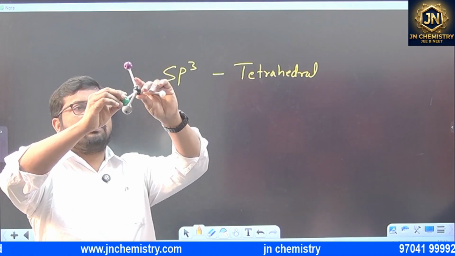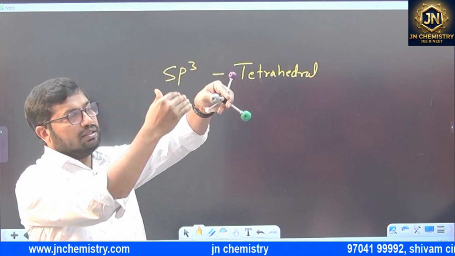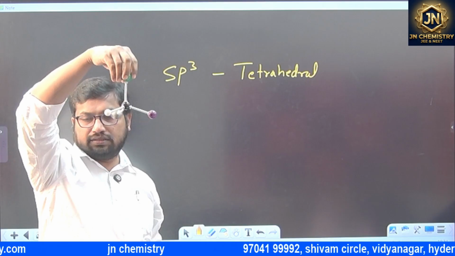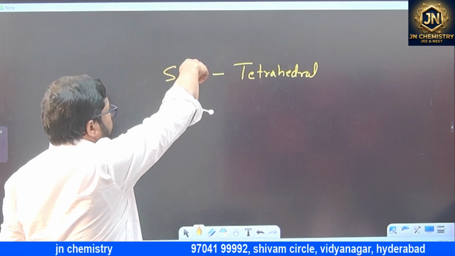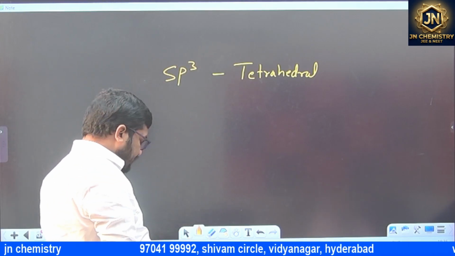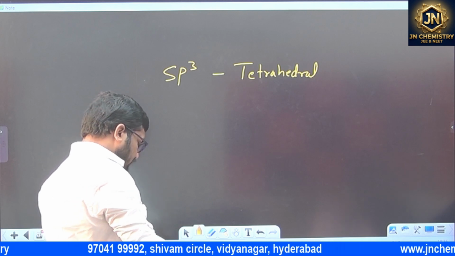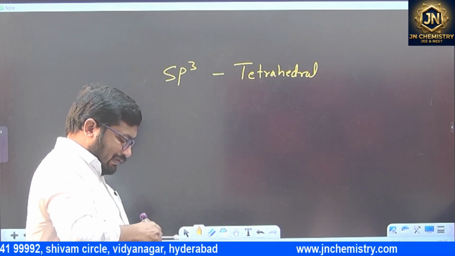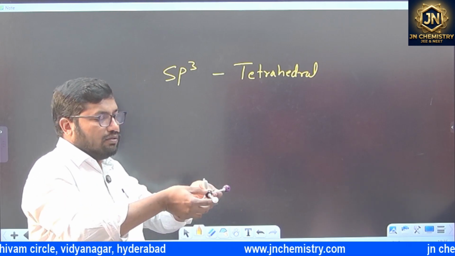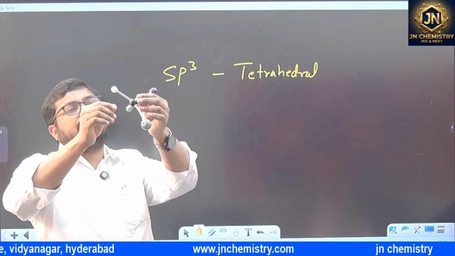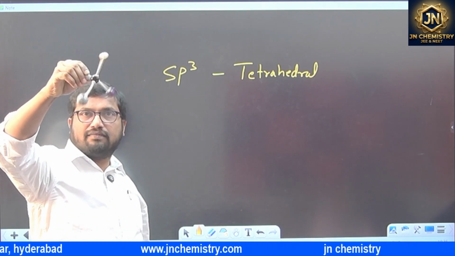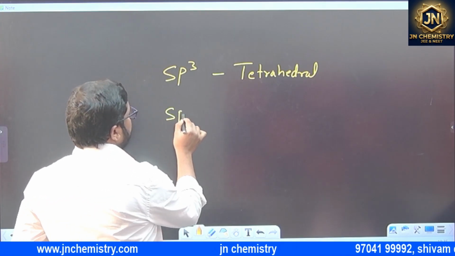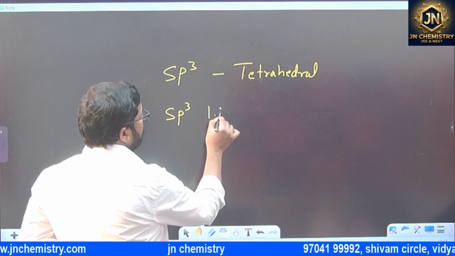So this is this direction, this is this, this is this, this is up. For example, like this. Tetrahedral shape, sp3. Now, if it is having one lone pair, imagine this is the lone pair. Now, they are coming in the same plane. sp3 with one lone pair.